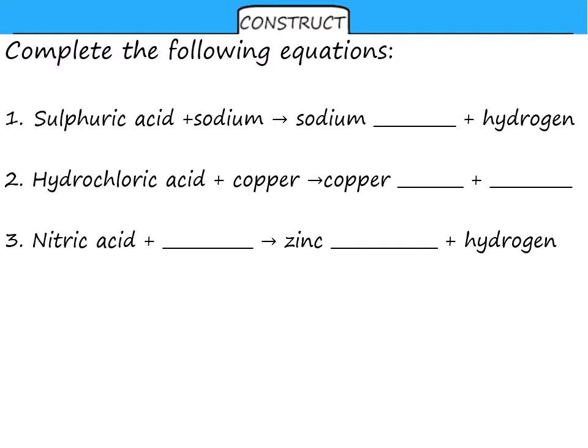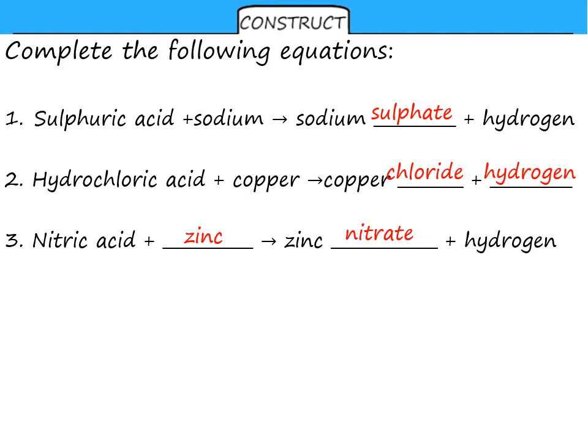So I'd like you to pause the video now and have a go at these equations. Okay, so sulfuric acid plus sodium produces sodium sulfate plus hydrogen. Hydrochloric acid plus copper produces copper chloride plus hydrogen. And nitric acid plus zinc produces zinc nitrate plus hydrogen.